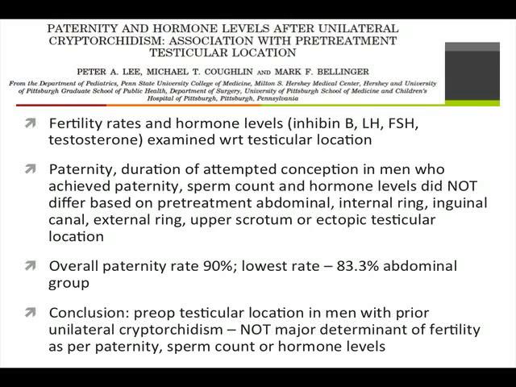They found that the overall paternity rate was 90%, and the lowest rate was 83% within their abdominal group, so there was no statistical difference in those values. They concluded that if you have unilateral cryptorchidism, the preoperative testicular location didn't really affect fertility in terms of paternity, sperm count, or hormone levels.